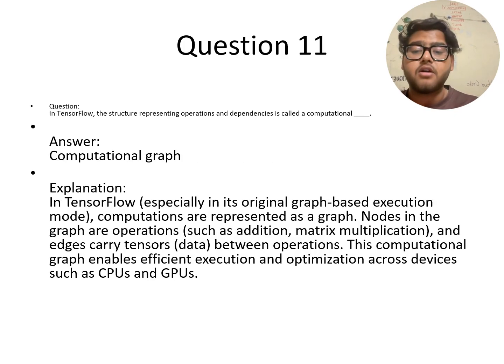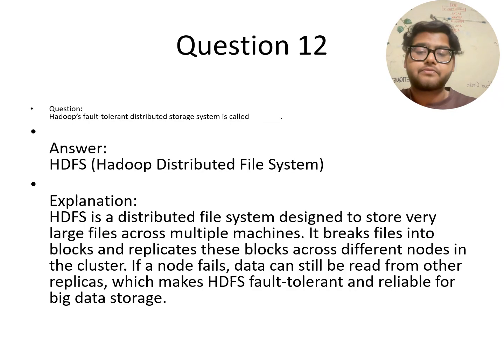Next question is: in TensorFlow, the structure representing operations and dependencies is called a computational dash. So it is computational graph. In TensorFlow, computations are represented as a graph. Nodes in the graph are operations. Edges carry tensors between operations. This computational graph enables efficient execution and optimization across CPUs and GPUs.